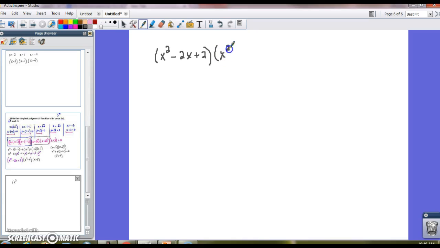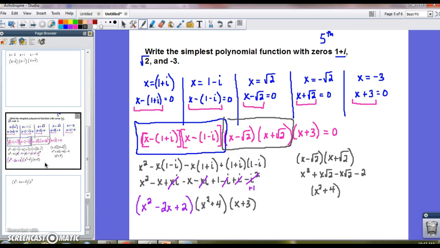times x squared. What I have here. Oops, that wasn't supposed to be plus 4. That was a mistake on my part, guys. Oops. That's minus 2. Sorry, I got a little ahead of myself there.